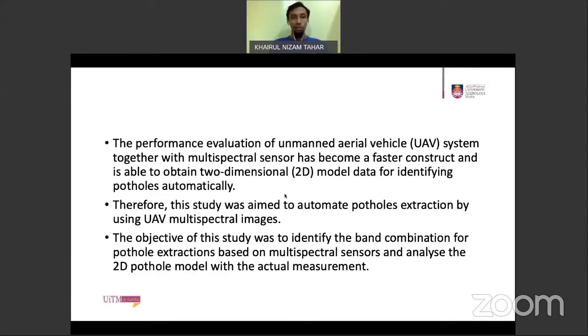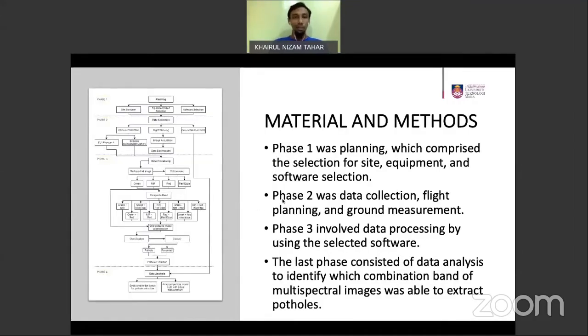So therefore, the aim was to automate pothole detection by using UAV multispectral images. The objective of this study was to identify the band combination for pothole detection using multispectral sensors and analyze the 2D pothole with the actual measurements. Okay, so these are the methods that we use.